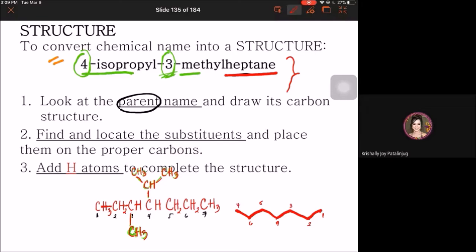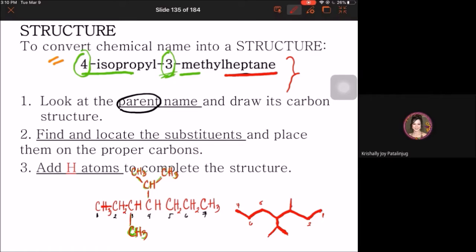Sa carbon 4, so ito na yung carbon 4. It has isopropyl. So, ito lang yon. Sa carbon 3, merong methyl. So, ana lang ang skeletal. O, diba? Mas sayon ang mag-draw o structure kaysa sa mag-name. Kaya it goes along man.